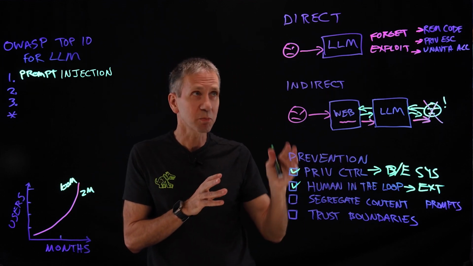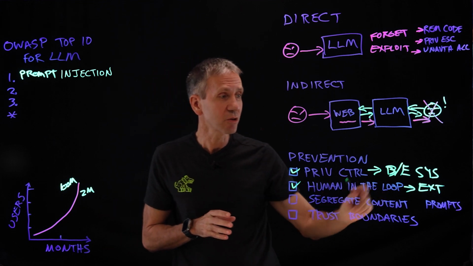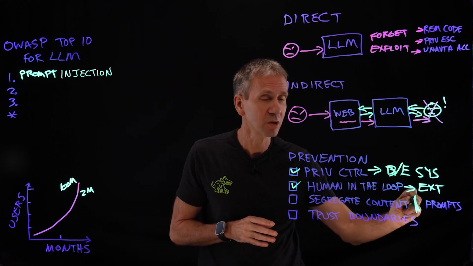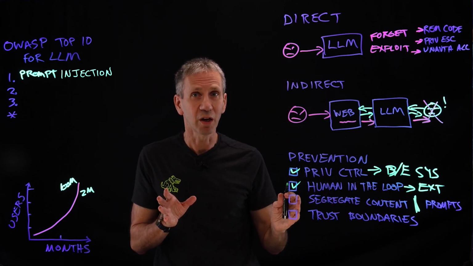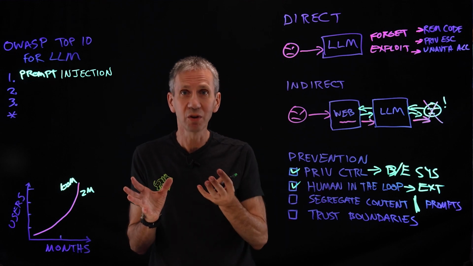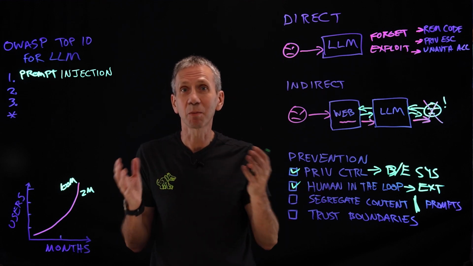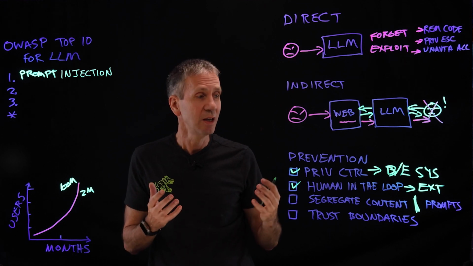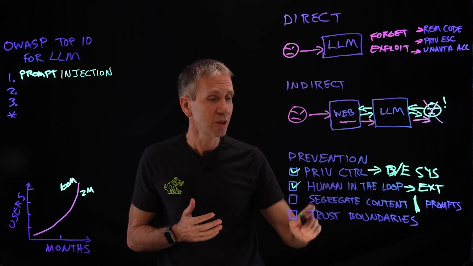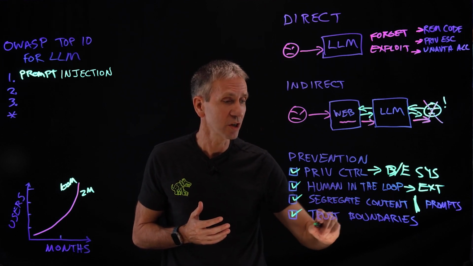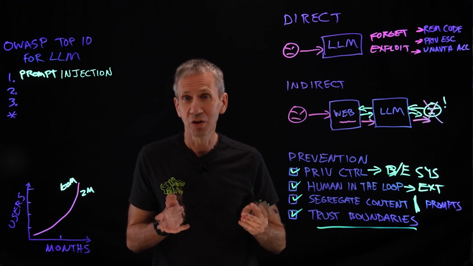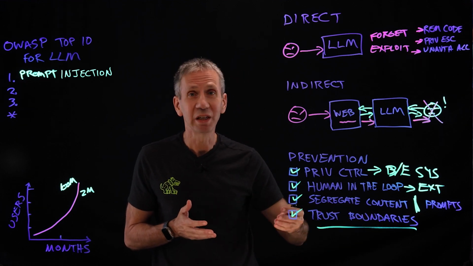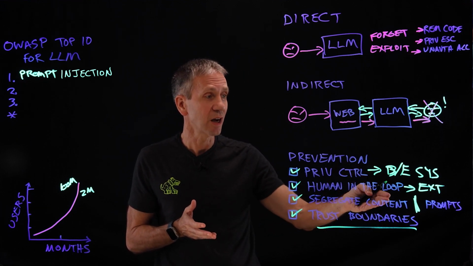Another thing that we can do to prevent these kinds of problems is segregate content from prompts. We don't often do that very well. In fact, it's easy to include additional commands in the prompt itself, and that's where some of these problems arise. So we need a system that clearly separates and creates good trust boundaries. As they say, good fences make good neighbors. We need good fences between the content and the prompts.